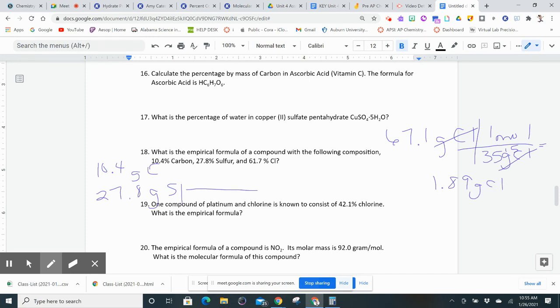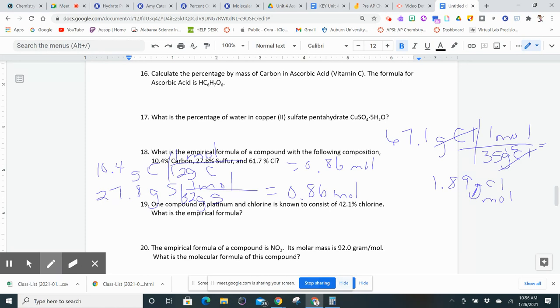Okay, and over here, we're going to do the same thing, right? So 27.8 divided by 32. What is that? 0.86. Okay. Yeah, you're right. My mind was working slow. It was me, not you. All right, so 10.4 divided by 12 is how much? 0.86.